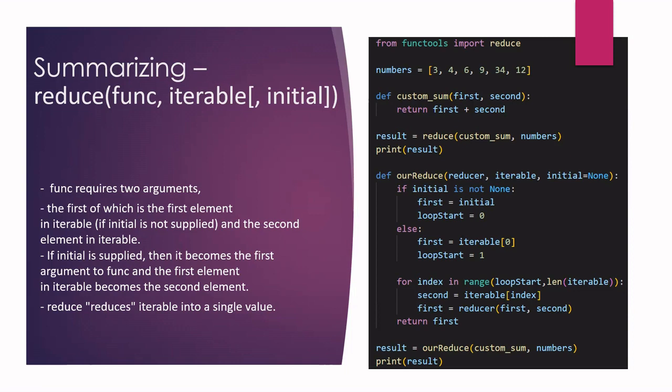All right, so we just start the loop one step off. Okay, so if we send an initial to the reduce function, the loop would start at the first element. If we didn't send an initial to the reduce function, the loop would start at the second element, and the first element would be set as the initial. Okay, now let's try to implement this.